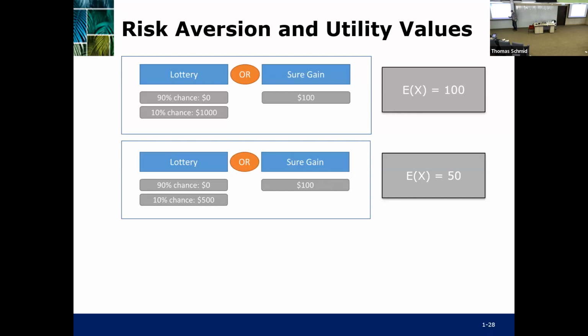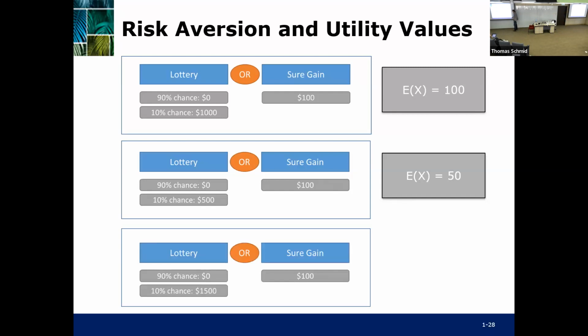So the risk premium here is, what's the risk premium? 0. Right, the difference between the sure option and the risky option is exactly 0. So our risk-averse investor, what would she do? Sure gain. She would still not play the lottery because there is no reward. The reward is 0. And then I can tweak it again, so now we suddenly have a 10% chance of winning 1,500.